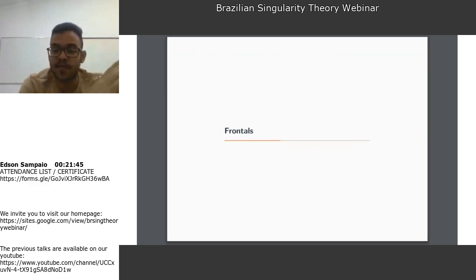So my idea is to obtain, for frontals, or at least for a class of frontals, a vector field that plays the same role as the Blaschke vector field in the regular case. So it's good to at least understand a little bit about frontals and state some notation.